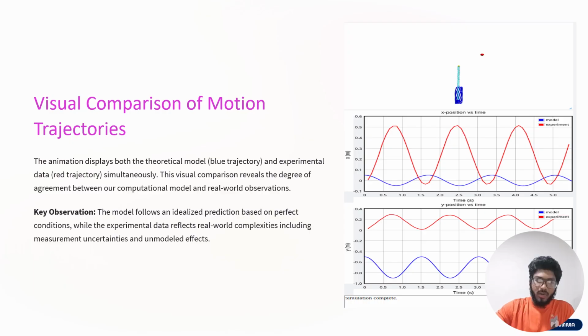Here's the payoff: a side-by-side animation. You can see the blue simulated path and the red experimental path moving together. While they don't align perfectly, the general pattern is very close. That's because the simulation doesn't include factors like air resistance and human tracking error.